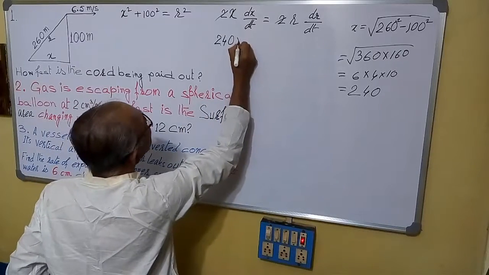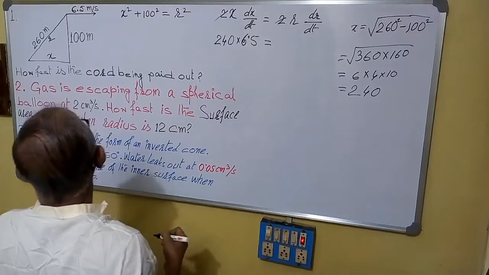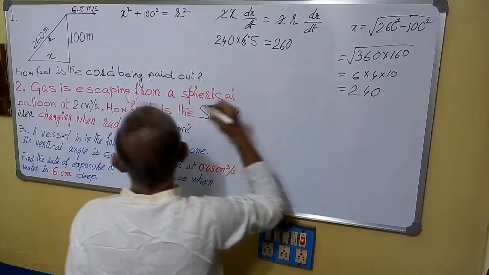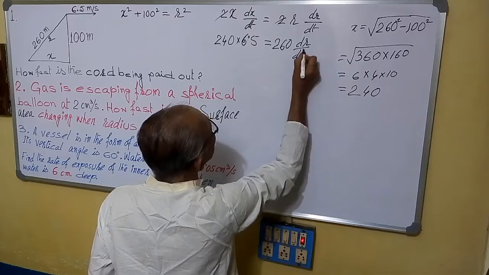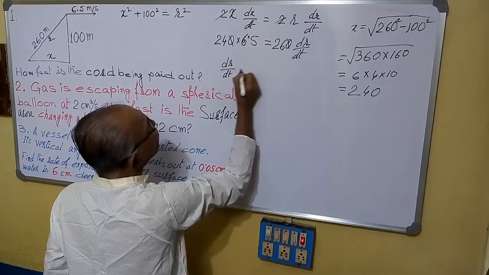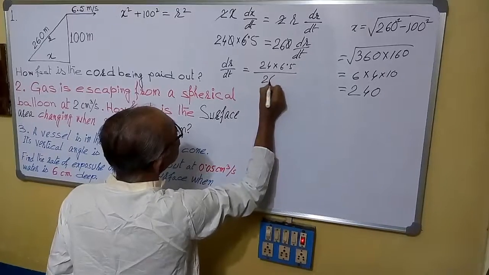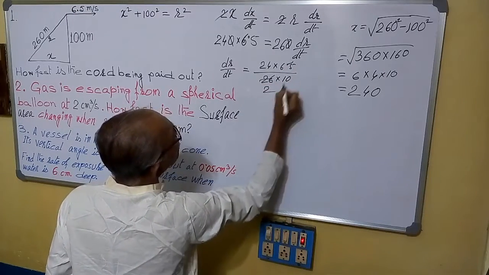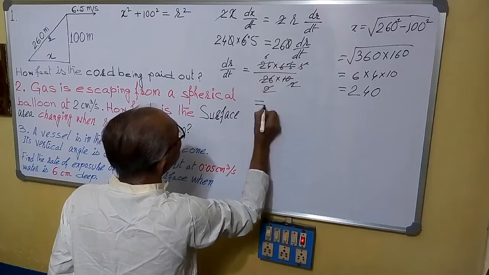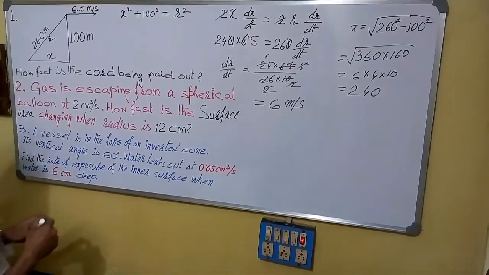dx/dt is given as 6.5 equals to r. r is 260, into dr/dt, that we are going to find. So what will be dr/dt? dr/dt equals 24 into 6.5 by 26, 13 to the 13, 5 to 13, 6. So this equals 6 meter per second. That much we have to do. This is simple, not taking much time.